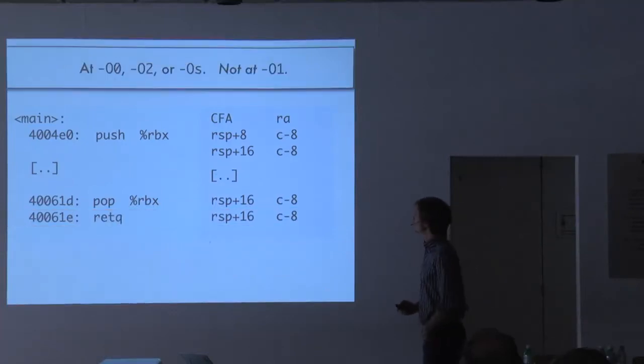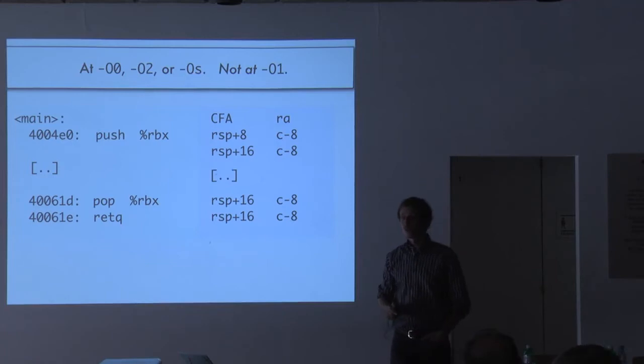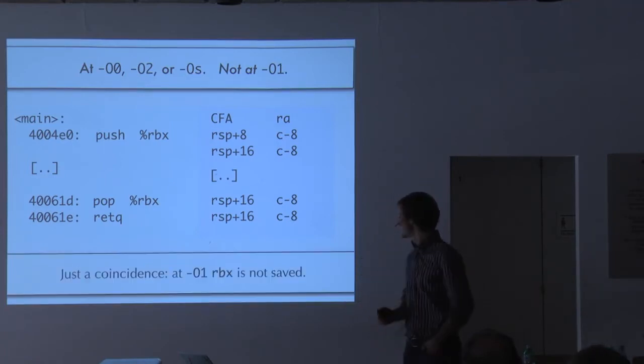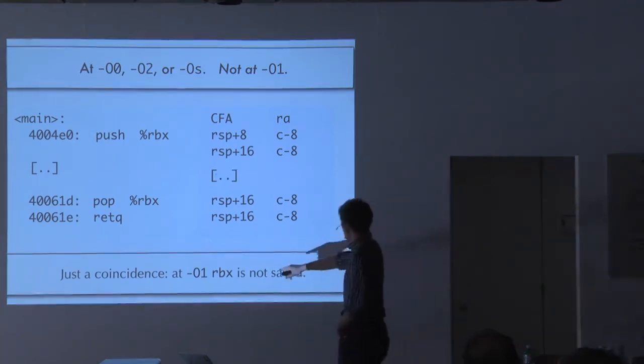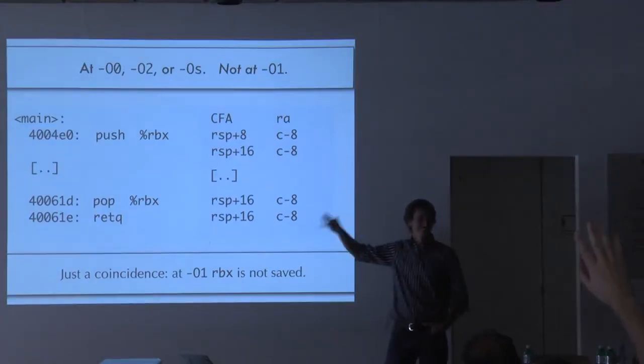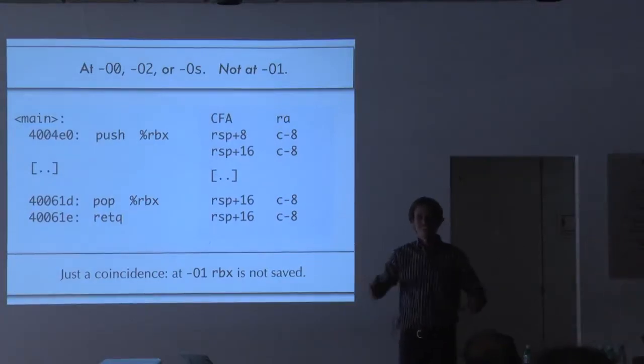For fun, all this happens at -O0, -O2, -Os, but not at -O1, and so you might start wondering why. And it is just a coincidence. It is that at -O1, the register RBX is not saved on the stack, so the table is correct by chance. Yes?